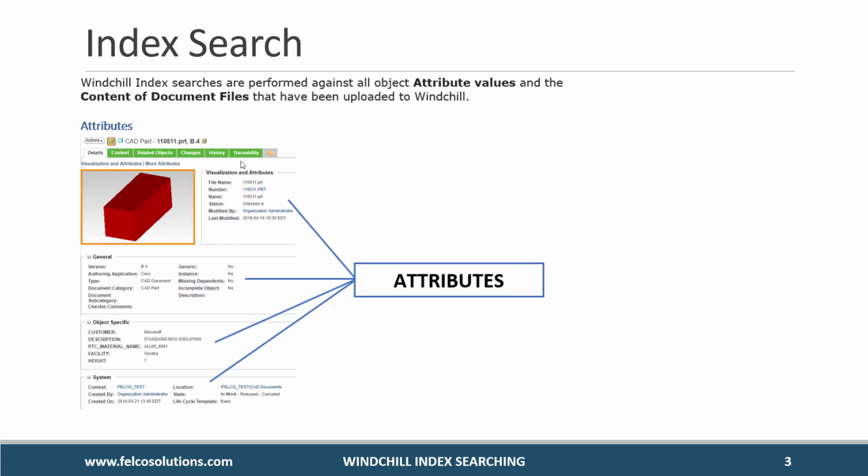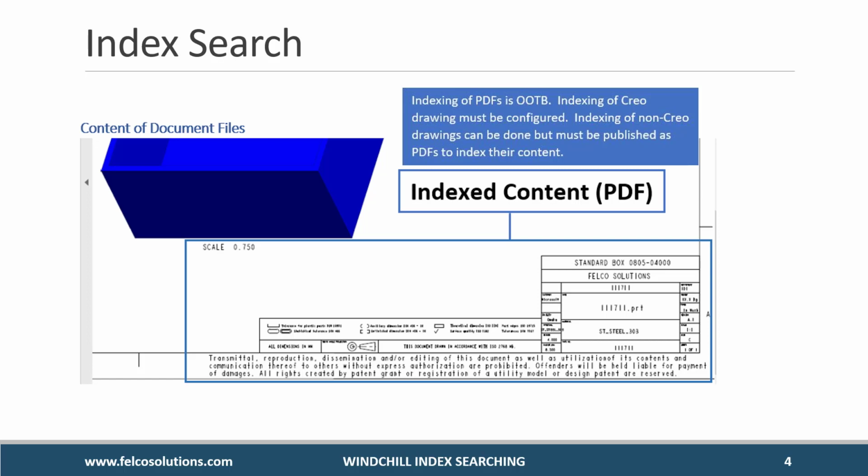An index search is performed against all attribute values and contents of document files, or in short, all of the things that you see on your CAD parts information page. Solr indexes those so that you can perform searches against them. From a document standpoint, it's the same idea. In this case, we're using PDFs, and all of what we call terms and phrases that you see on that PDF are indexed so that you can perform searches on those values. If we wanted to do a search on reproduction, there it is, reproduction, we could do that if we wanted to.